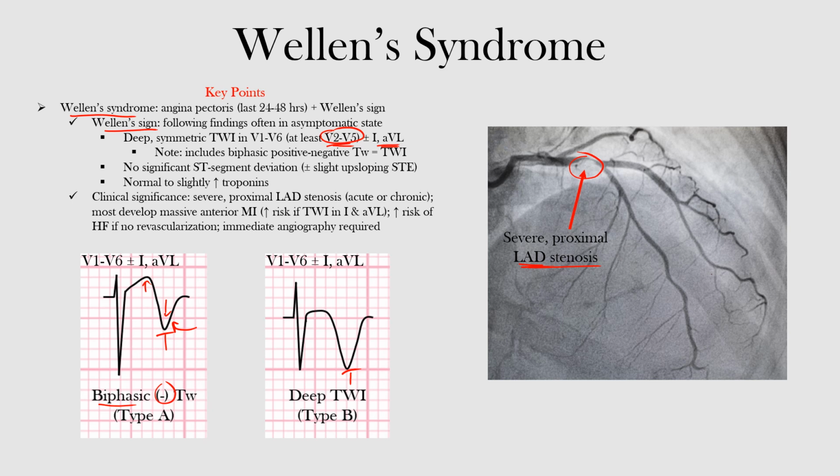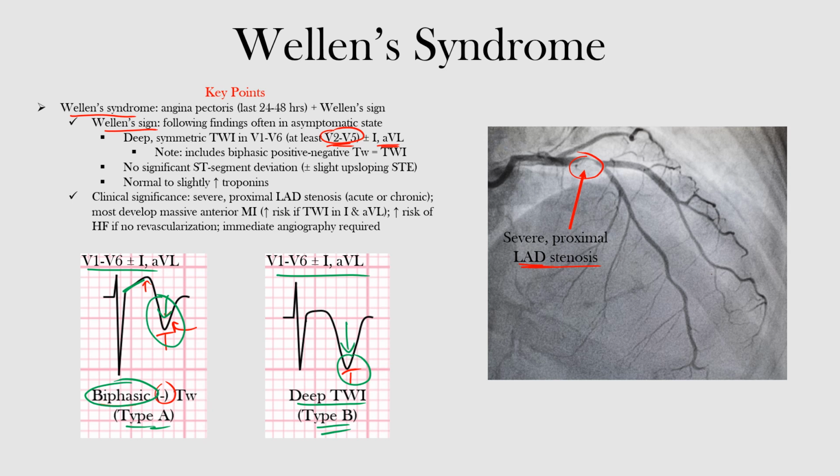So again, this would be the biphasic case where we have this type A, if you want to call it. Notice that it's again negative and inverted. The same leads in both cases. And here's the deep T wave inversion that we have here, sometimes considered type B. Remember, in both of these cases, there's no significant ST segment deviation. It doesn't meet the criteria for ST elevation MI. You may have some slight upsloping of the ST segment, but you don't have any significant deviation. There's normal to slightly increased levels of troponins, but not significant enough that you're really thinking of it.